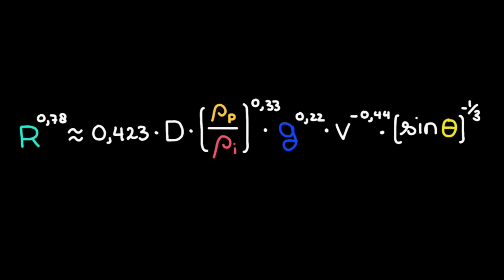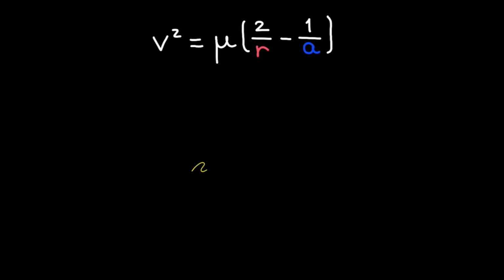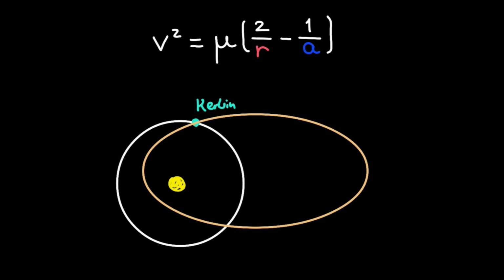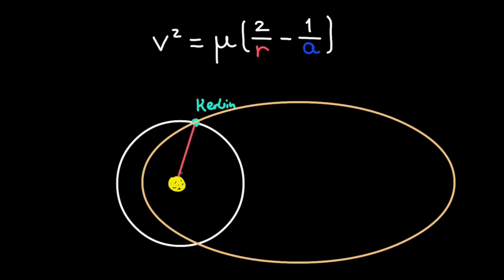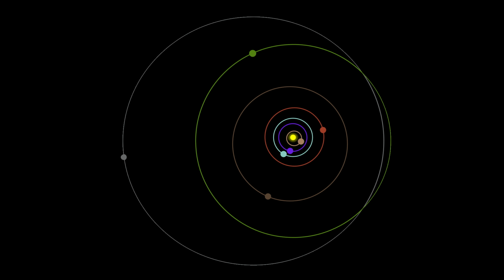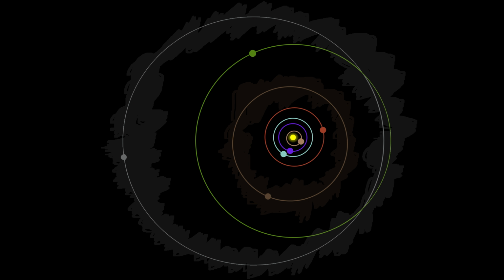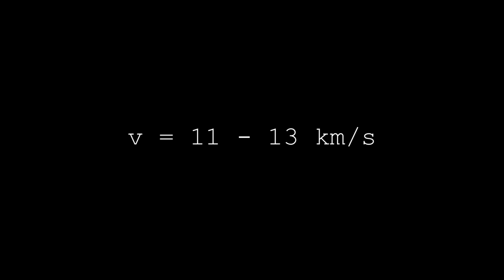Then we will need to determine the velocity at which the asteroid hits Kerbin. For this I will use the vis-viva equation. If you plug in the distance at which you want to know the velocity, the distance between Kerbin and Kerbal, and the semi-major axis of the asteroid's trajectory, then you will get the velocity at which the asteroid will be approaching Kerbin for that particular orbit. Depending on whether the asteroid originated from the Dres region or the Eel region, for example, the velocity will vary between 11 and 13 kilometers per second.